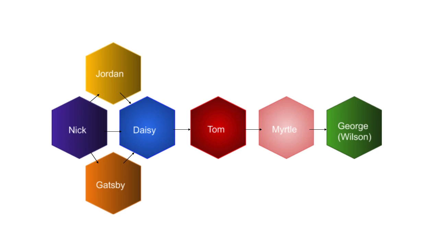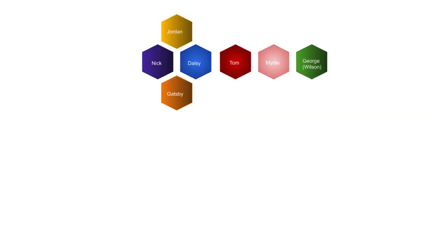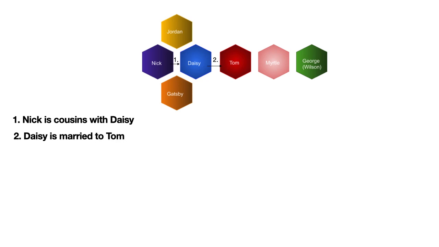So this is just a little diagram of how the characters are who they are in relation to each other, and we're going to go over it in great detail. You were asked to follow the arrows and explain the relationship between the two characters that the arrow is pointing towards. So number one is Nick to Daisy. Okay, Nick is cousins with Daisy. The second arrow, from Daisy to Tom: Daisy is married to Tom.